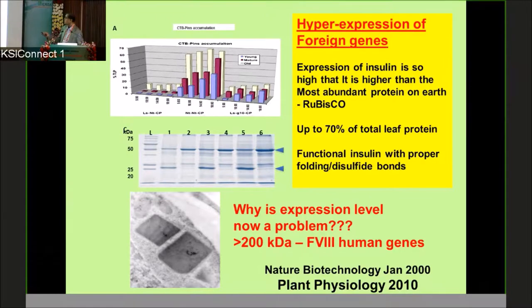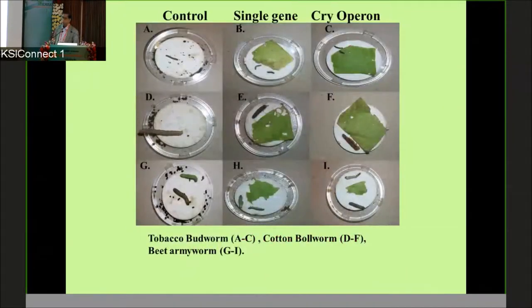So you could see that the bottom arrow is insulin. So the production can be as high as Rubisco, and the electron micrograph you see is Bt crystals. This is almost 50% of the leaf protein is Bt. You don't need that much, but the demonstration would be that for cotton bollworm, you can see the panel F, the insect takes a single bite and dies.